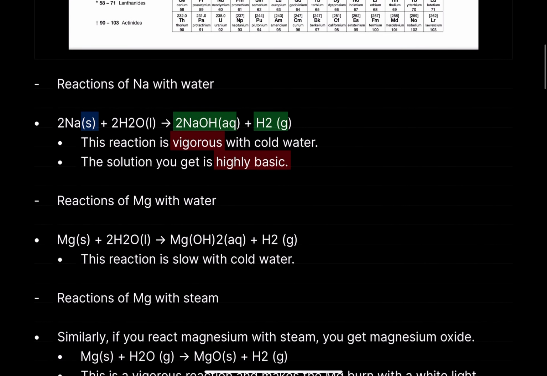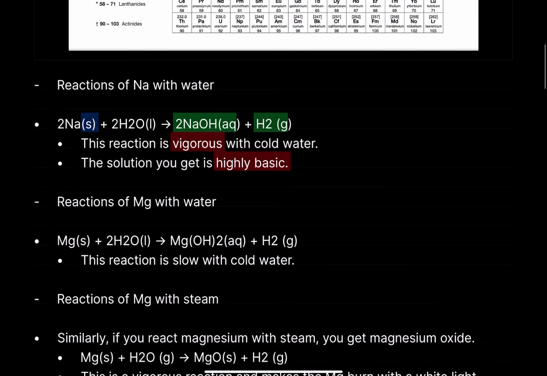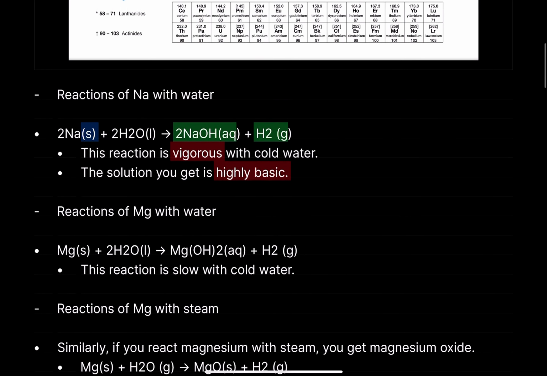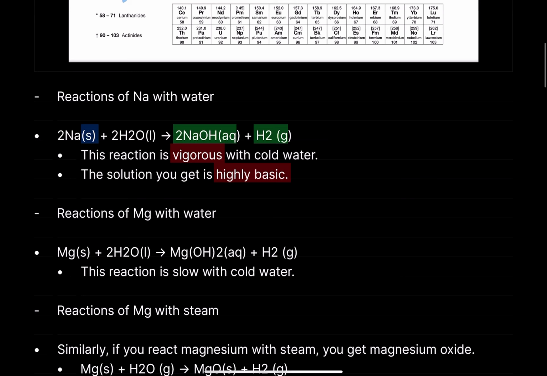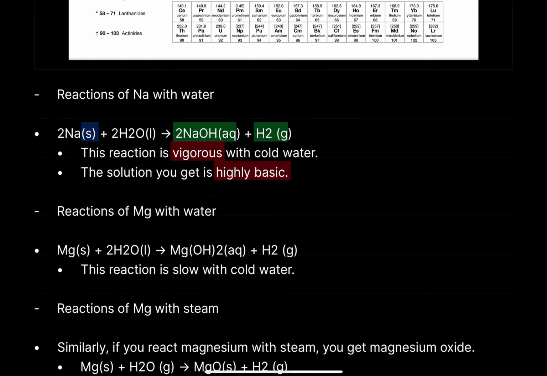Now, the reaction of magnesium with water. The reaction of magnesium with water is a much slower reaction in cold water. But that's the formula there: Mg plus 2H2O goes to magnesium hydroxide plus H2. Again, remember state symbols.